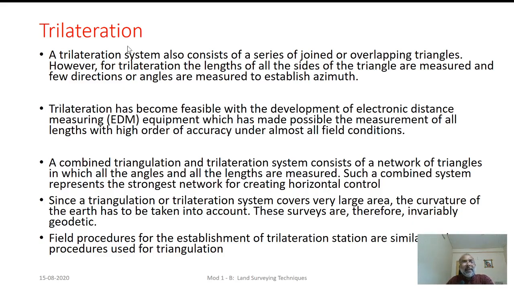So, triangulation can be done, trilateration can be done, and it is also possible to combine triangulation with trilateration. Since triangulation and trilateration systems cover a very large area, the curvature of the earth has to be taken into account, the way we considered earlier. These surveys are therefore invariably geodetic in nature. Fieldwork procedures for the establishment of the trilateration stations are similar to the procedures that we adopted for triangulation.